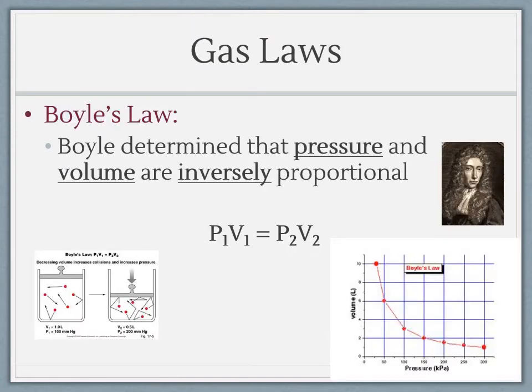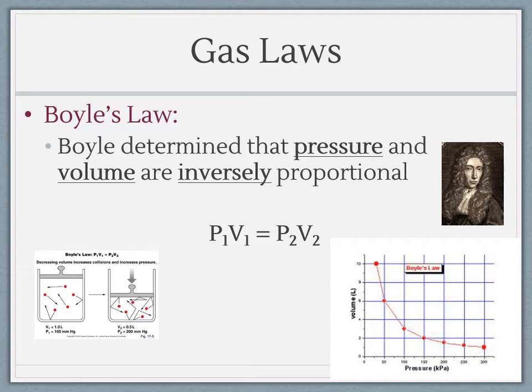Okay, so today we are going to talk about the different gas laws and how they relate different variables, the variables that we talked about last time, those 4 different variables: pressure, temperature, volume, and amount, and how we can use them to do calculations.